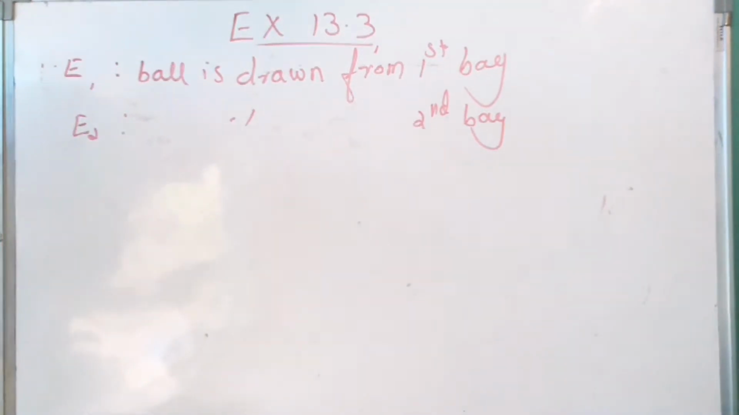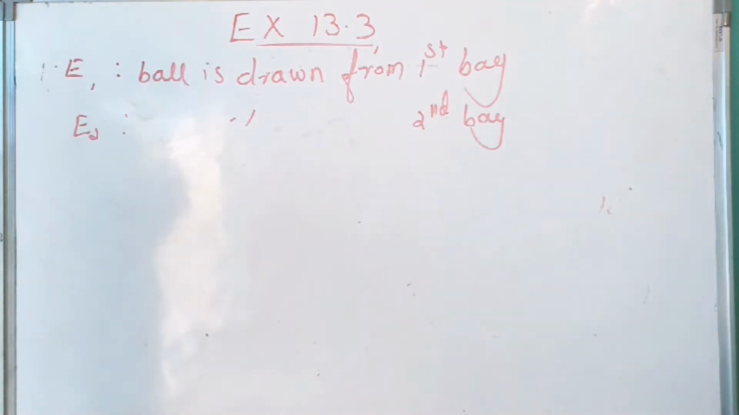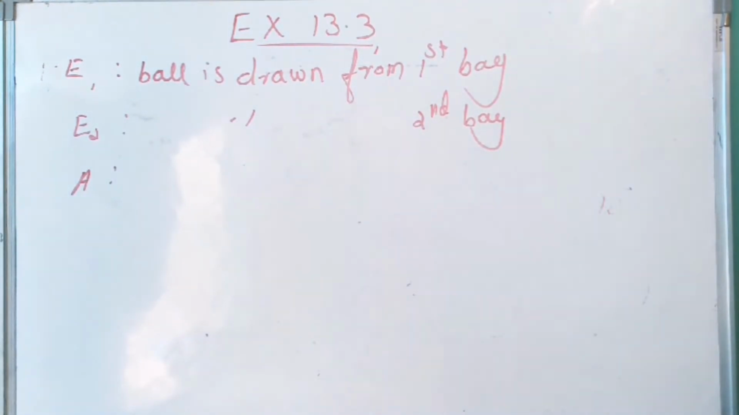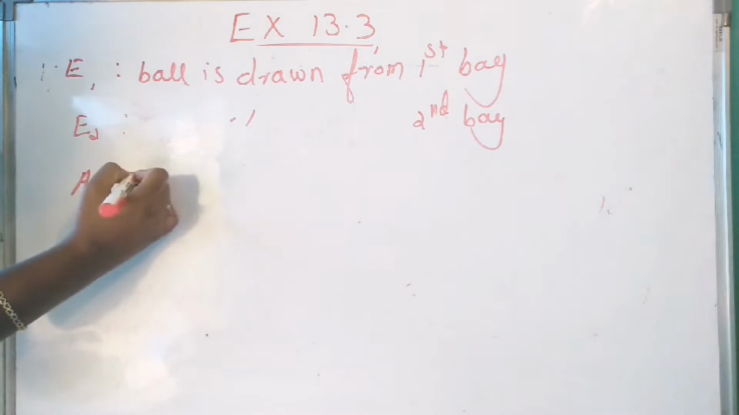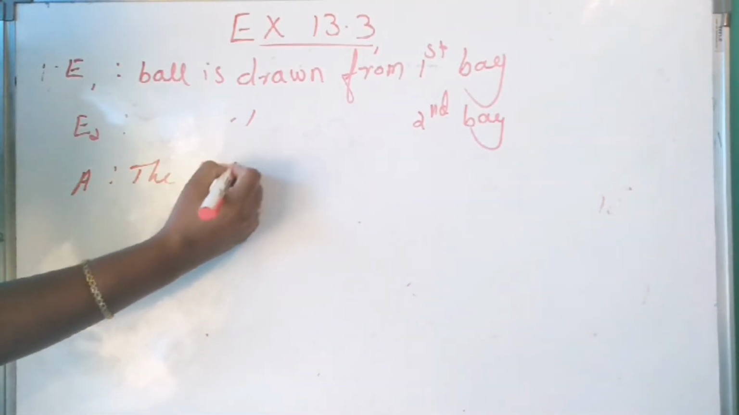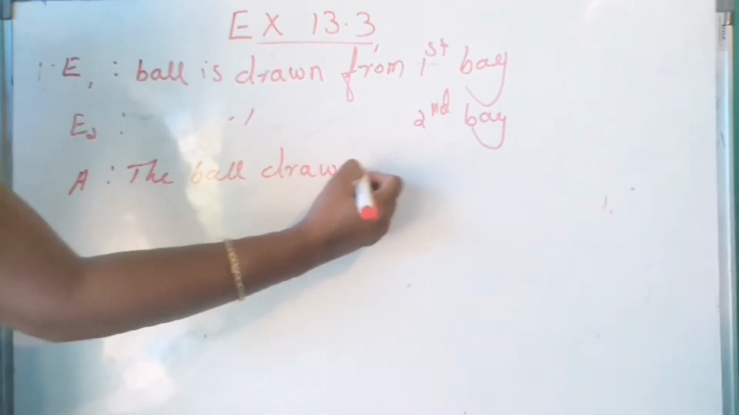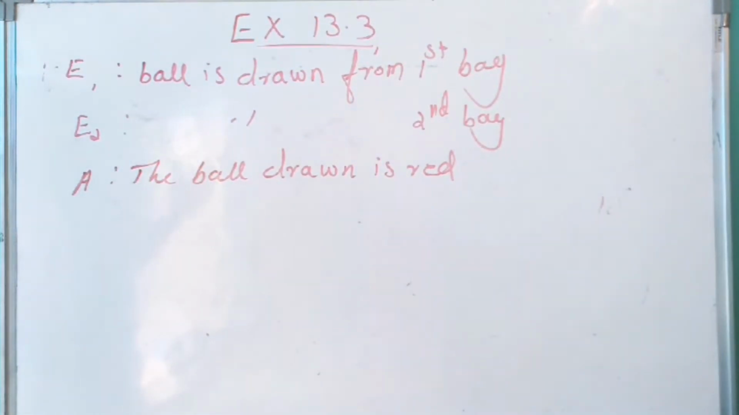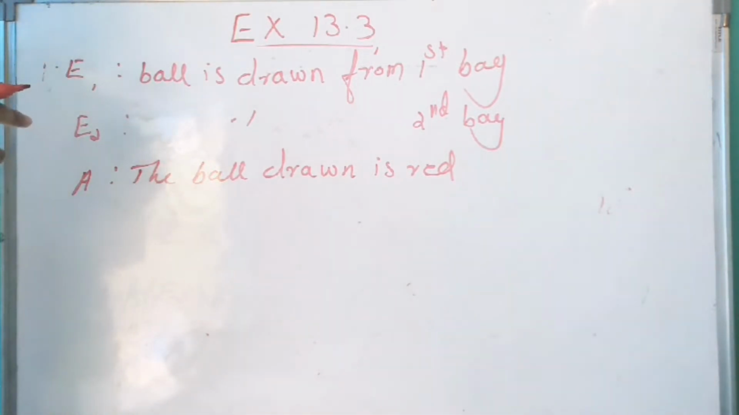Now, what is our A in this case? One of the 2 bags is selected at random and a ball is drawn from the bag which is found to be red. So we are going to define our A as, let A be the event that the ball drawn is red. That is our A. The ball drawn is red.